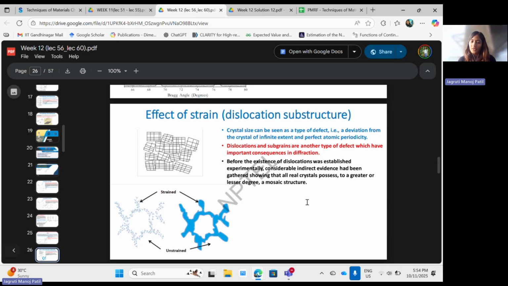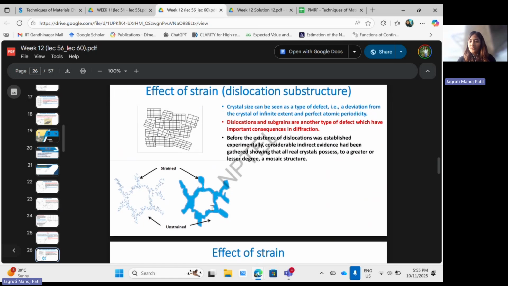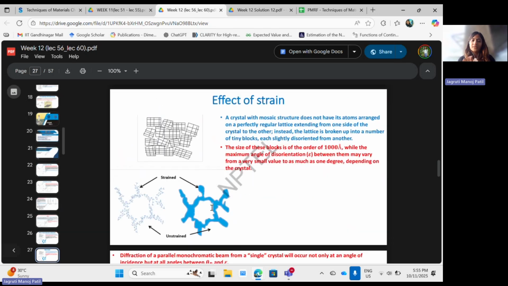You'll see some differences between the periodicity, the dislocations, and the angular effects. Because of angular effects, you'll eventually have diffractions in there. So dislocations and subgrains would be another category of defect, which are important consequences of this diffraction. Before the existence of these dislocations, what we usually have as indirect evidence shows that all real crystals will possess a greater or lesser angle of a mosaic structure. So that means that it is anisotropic in that case.